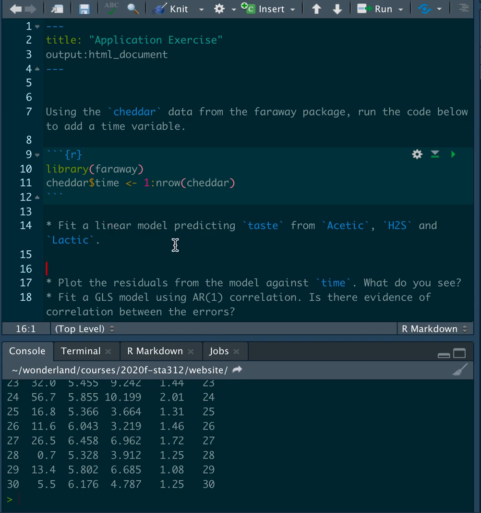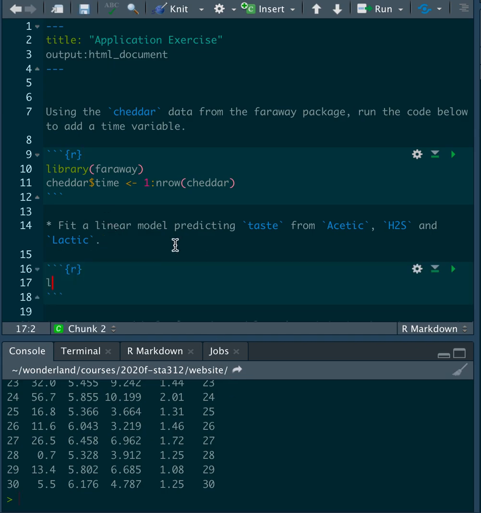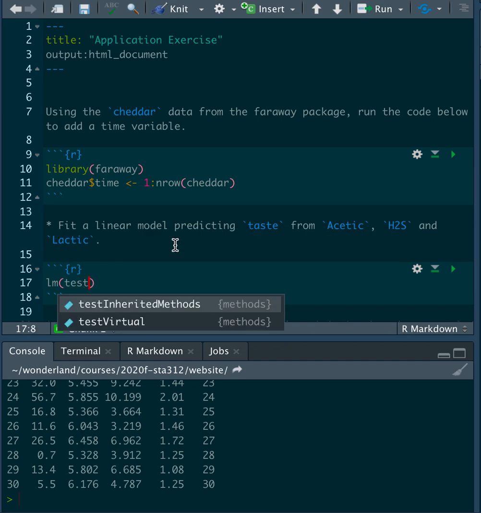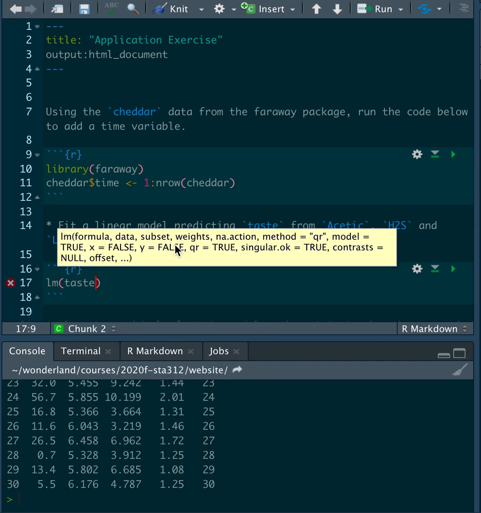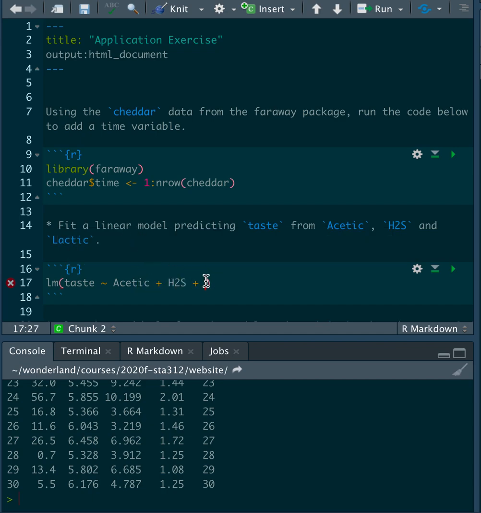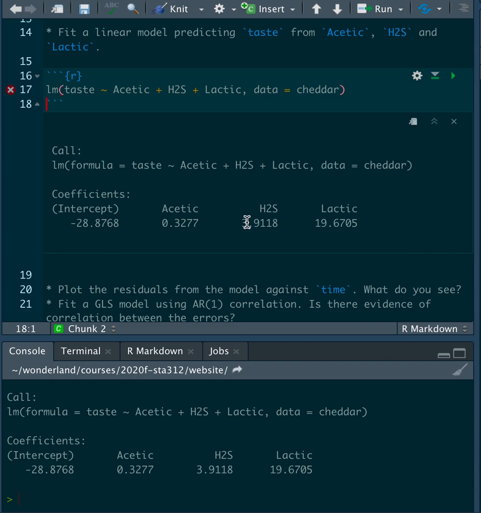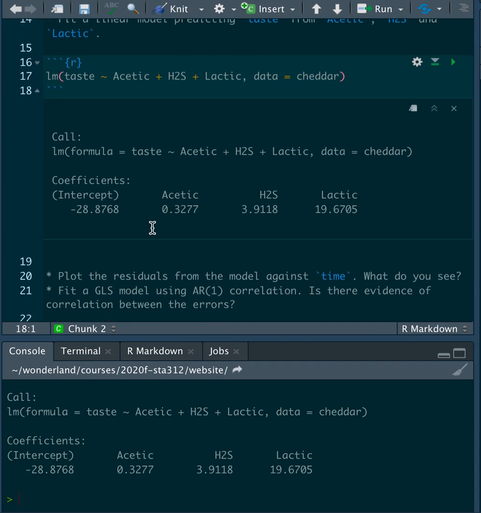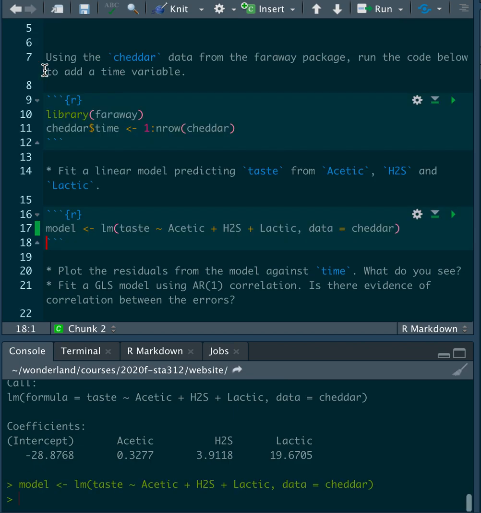And so I'm going to fit a linear model to this cheddar data, predicting taste from acidic plus H2S plus lactic. So there's my linear model. And I'm going to plot the residuals from this model against time.